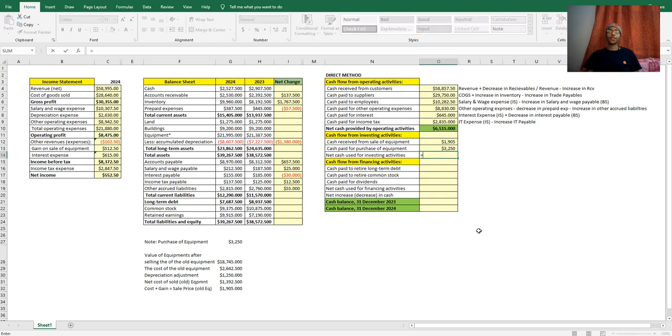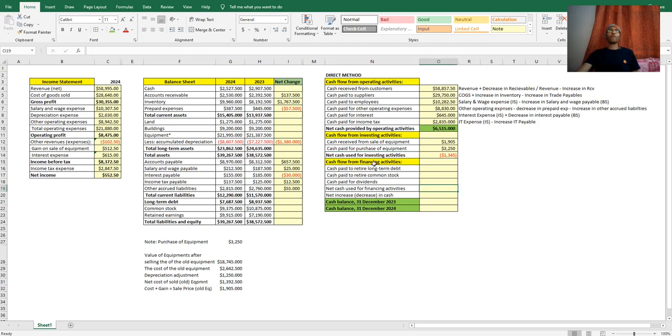Therefore, net cash for investing activities is cash received minus cash paid. This minus this. So this is our net cash from investing activities.